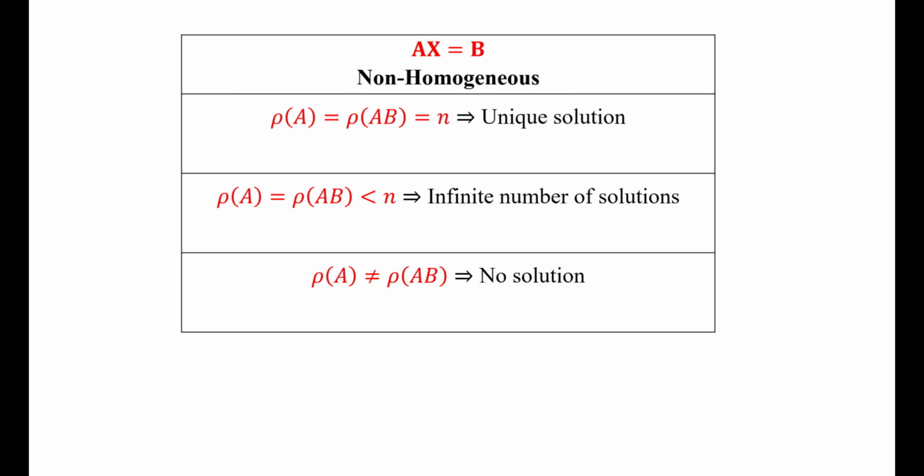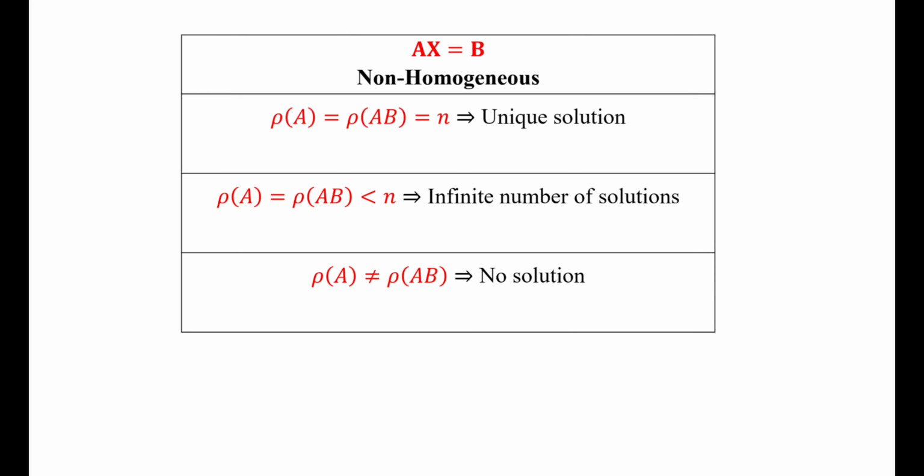If the rank of A is equal to the rank of augmented matrix AB and both are equal to the number of unknowns, then the system has a unique solution. If the rank of A is equal to the rank of augmented matrix AB but both are less than the number of unknowns, then the system has infinitely many solutions.